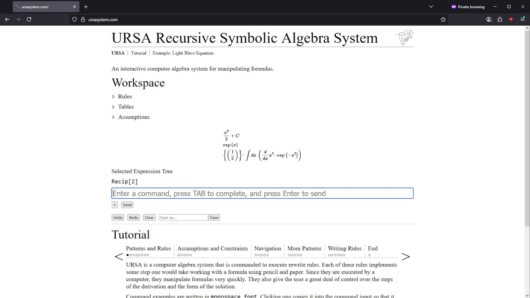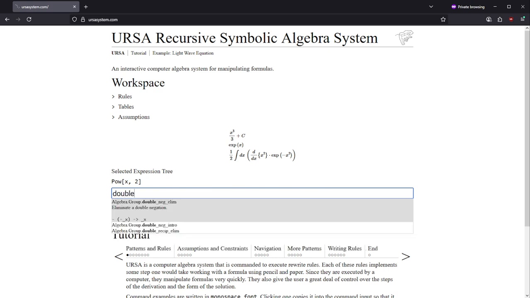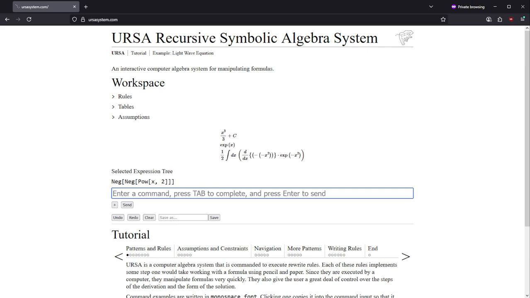And since the thing that we're taking the derivative of needs to exactly match the subformula that we want to substitute, we really need a minus sign in here too. And we can add that with a rule called double neg intro, which introduces a double negation. And this is valid because minus minus something always equals that thing.